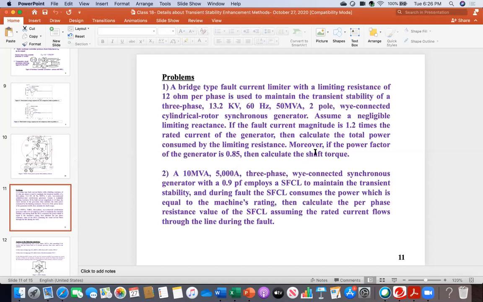And then there is the second part. Moreover, if the power factor of the generator is 0.85, then calculate the shaft torque. That is the second question. Everybody, first calculate that total power consumption and let me know the result.